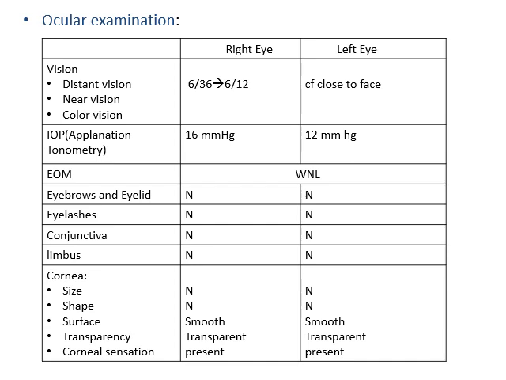Then comes the intraocular pressure. We measure intraocular pressure by using applanation tonometry, which is the gold standard. But on an OPD basis where there is a large number of patients, we usually use the non-contact tonometer or the NCT. The normal range of IOP is 11 to 21 millimeter of mercury. For our patient in the right eye, it is 16 and left eye, it is 12.